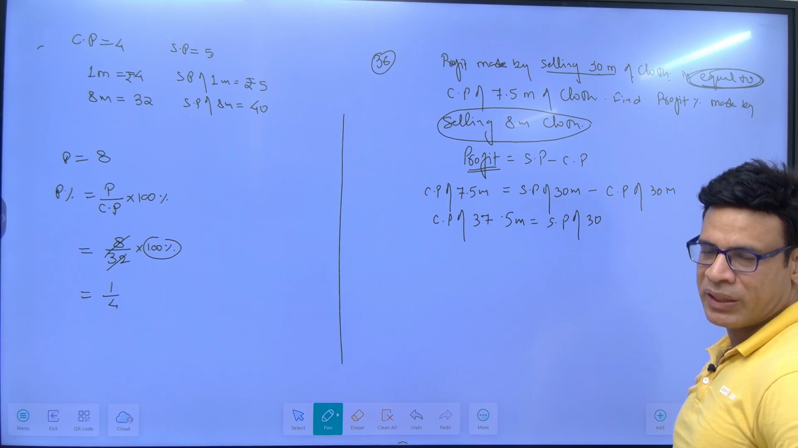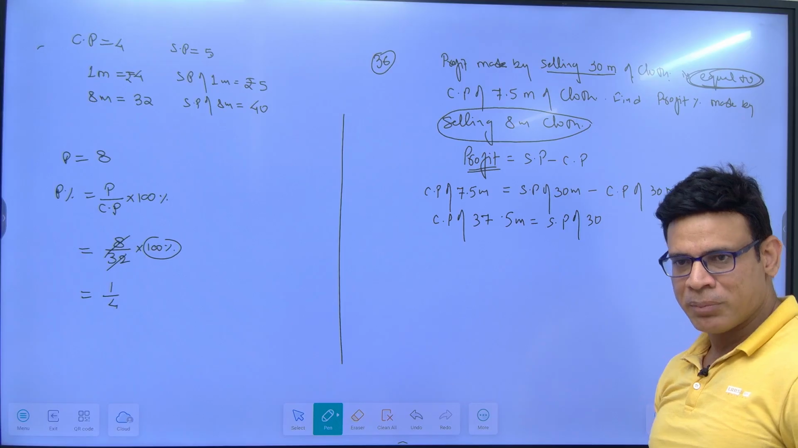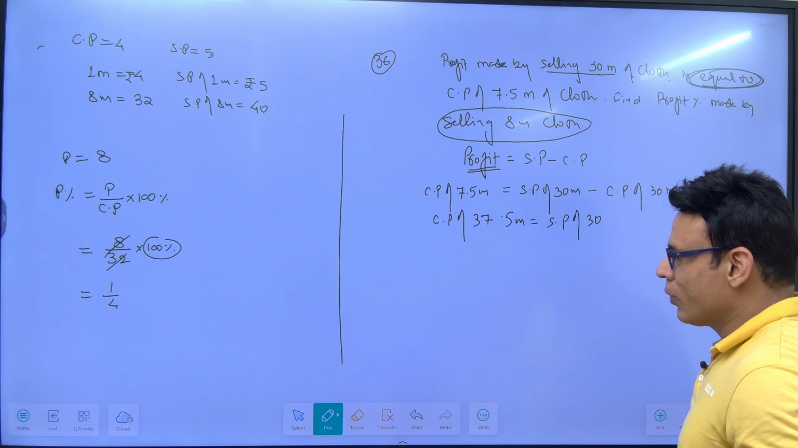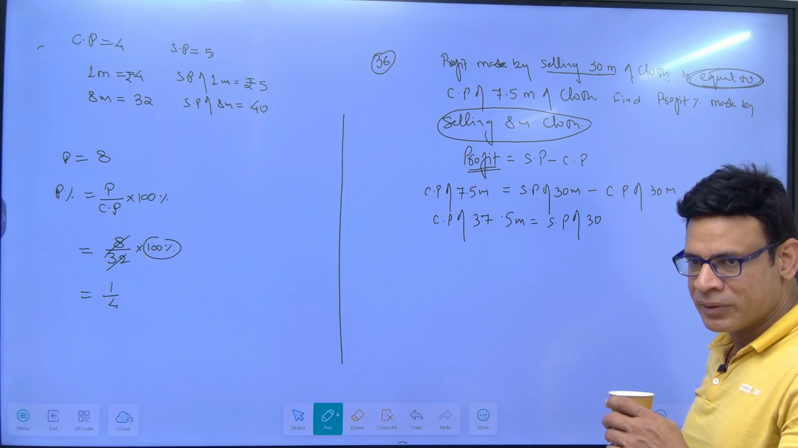In such cases, even if they write 1000%, don't worry, profit percentage will not change. Profit percentage will only change if you change your cost price and selling price.